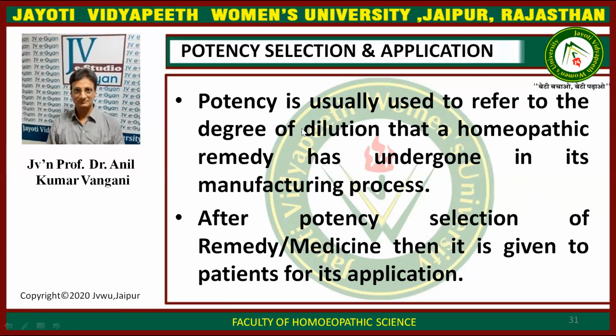The potency selection and application. Potency is usually used to refer to the degree of dilution that homeopathic remedy has undergone in its manufacturing process. As per the knowledge of pharmacy we understand what the potency of the medicine is and what's the importance of it. When the degree of dilution increases, the strength of medicine increases as per homeopathic philosophy. So we have to select proper potency for the case as per the susceptibility of the case and the type of disease the case is suffering from, whether it is acute or chronic. After potency selection of the medicine, it is applied to the patient in proper repetition. That is, the dosage has to be decided.